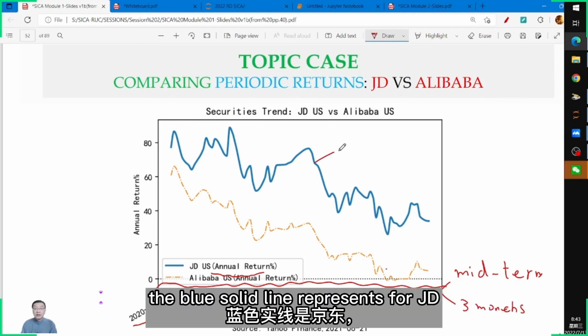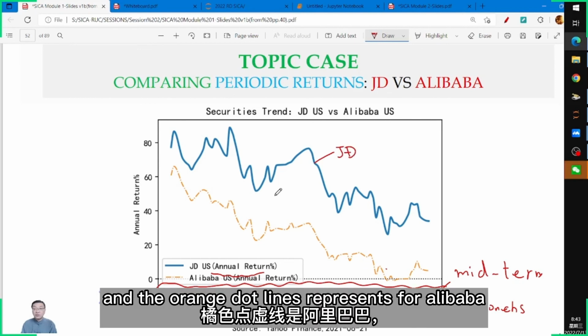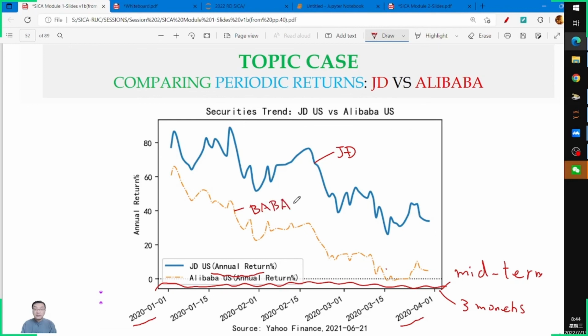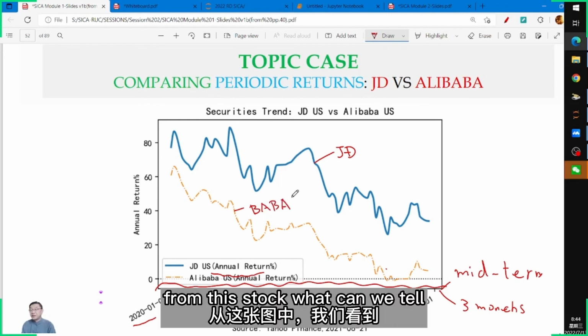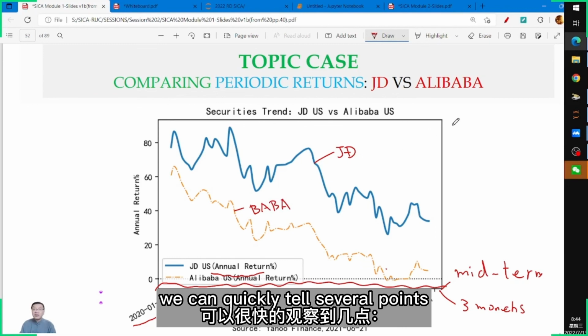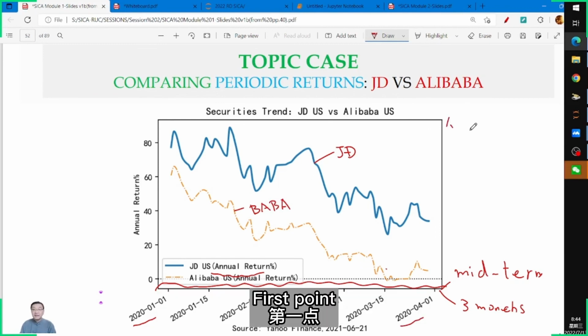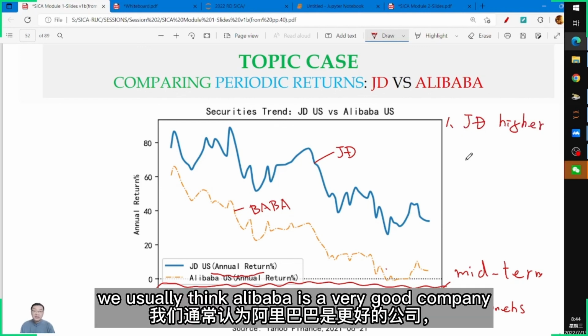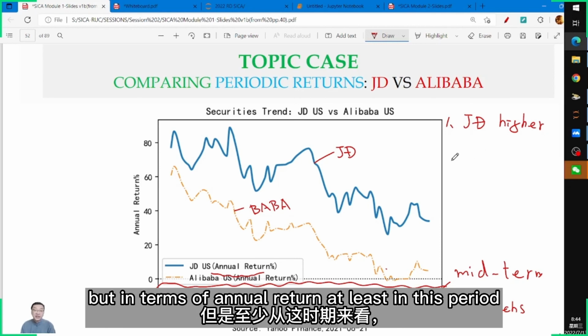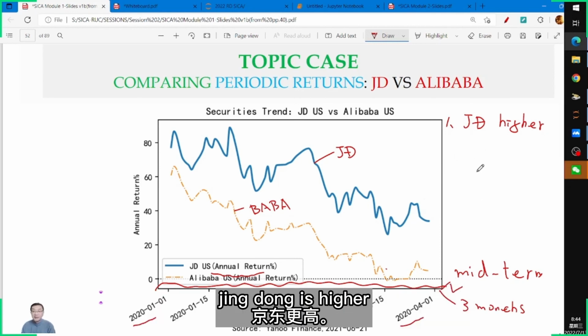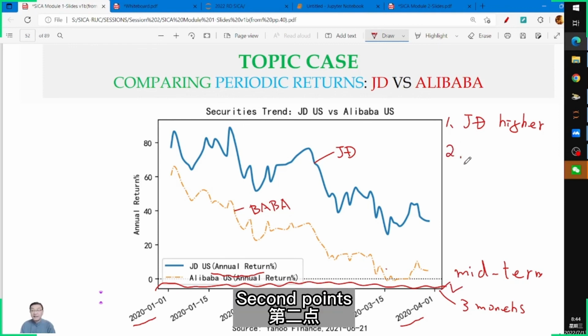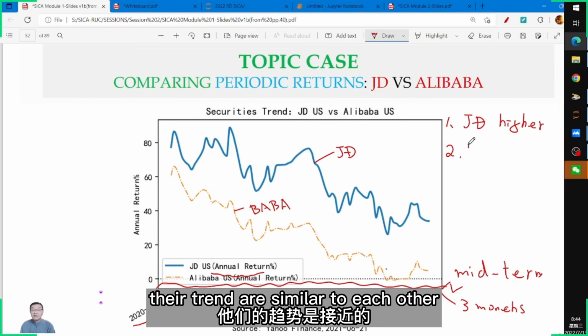The blue solid line represents Jingdong, and the orange dotted line represents Alibaba. From this graph, what can we tell? We can quickly tell several points. First point, in terms of annual return, Jingdong is higher. To our surprise, right? We usually think Alibaba is a very good company. But in terms of annual return, at least in this period, Jingdong is higher. Second point, their trends are similar to each other.